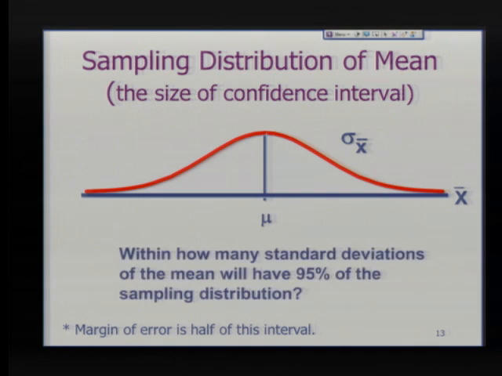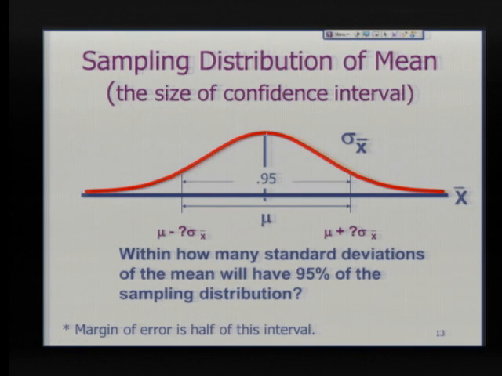And oftentimes people use 95%. So what does 95% mean? That means I'm going to find an interval centered at the mean of this distribution of the sample mean that will cover the center 95% of the distribution.